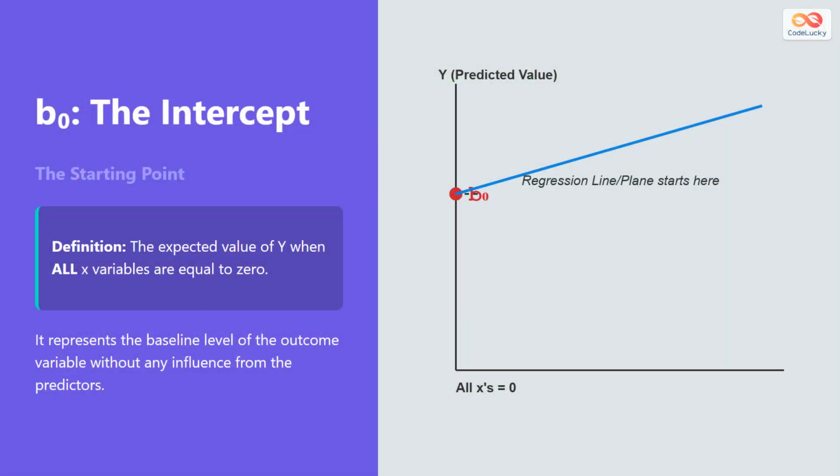Let's break down the parts. First, b₀, known as the intercept or constant. This represents the expected value of y when all of your x variables are equal to 0. It is the baseline starting point. In a 2D graph, this is where the line hits the vertical axis. In multiple dimensions, it is the anchor point for our regression plane or hyperplane.